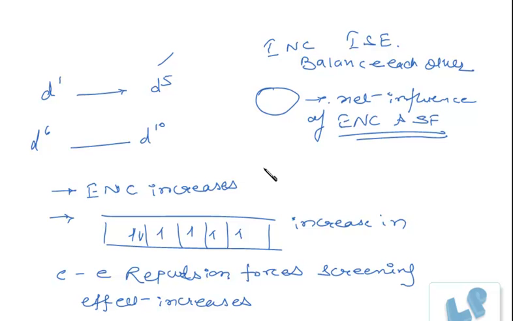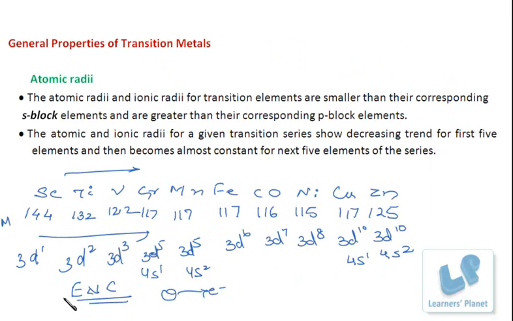It increases at zinc. So you can see here, at zinc, the atomic radius has increased. Why so? Because all the electrons are paired in zinc, including the 4s electrons also. So the screening effect is much more than the effective nuclear charge. So the atomic radii increases. Got my point?